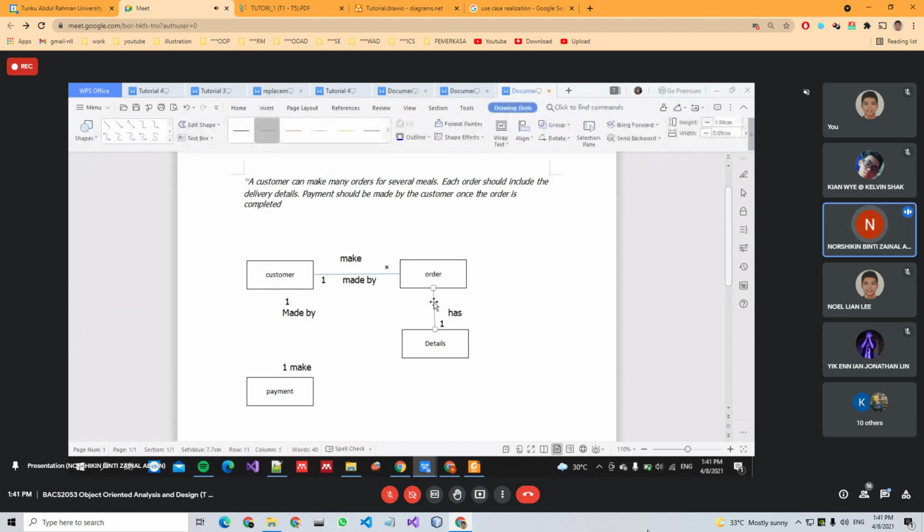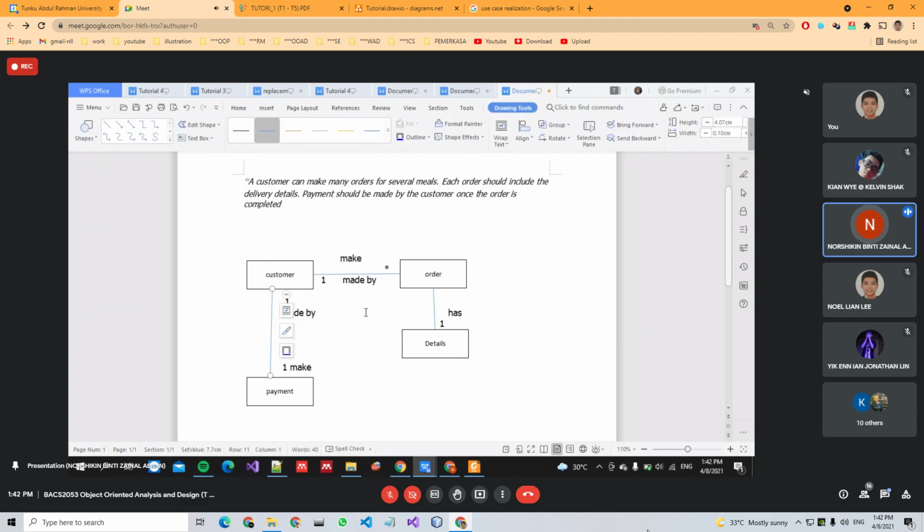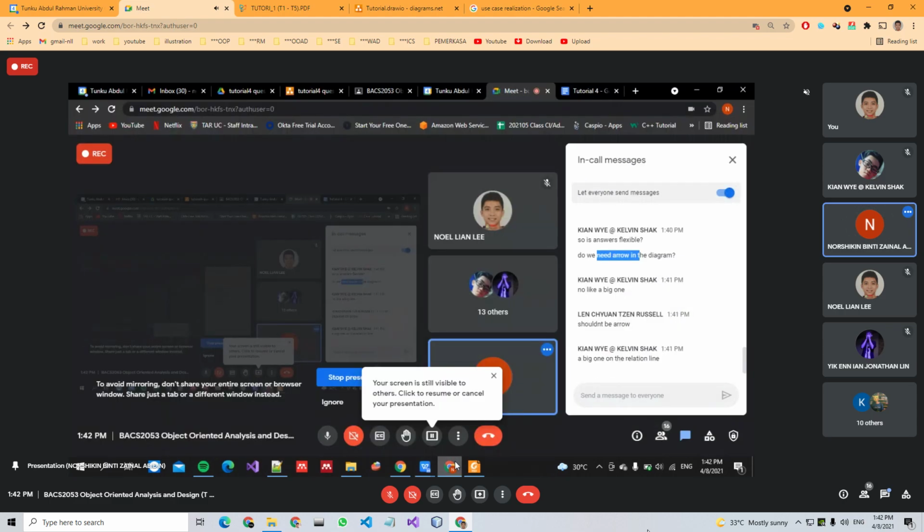If you just want to show one association from one way, arrow is not wrong. But this one is two way, from this to this and this to this. So no arrow. This is like a line. So association is a line, a big one on the relation line.